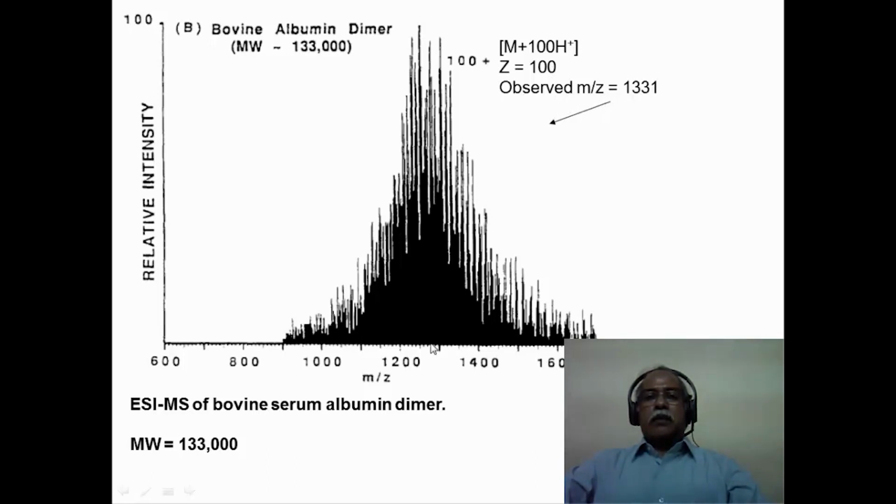In other words, the Gaussian, if you take the maximum abundant peak of this particular unit, this will correspond to 1,331. 1,331 times 100 corresponds to this particular molecular weight that is expected for this particular sample.